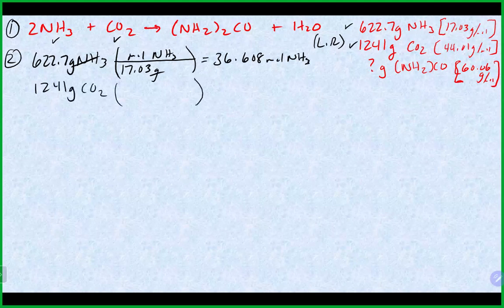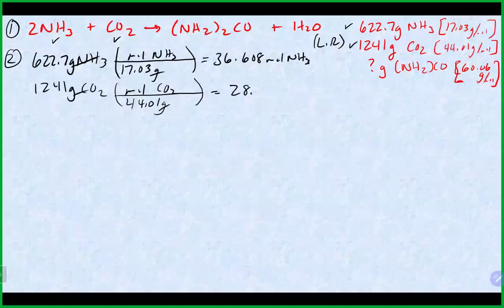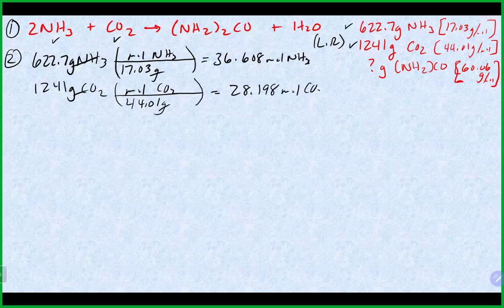We'll do the same thing for the other reactant, which is 1,241 grams of CO2. They also gave you the molar mass. So again, if they did not, you would have to go to the periodic table and calculate it yourself. CO2 grams are going to cancel. So 1,241 divided by 44.01 is going to get us 28.198 moles of CO2. Once again, you can think of these as your starting amounts.